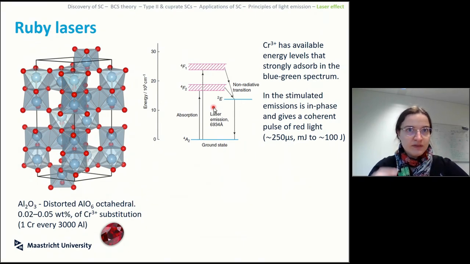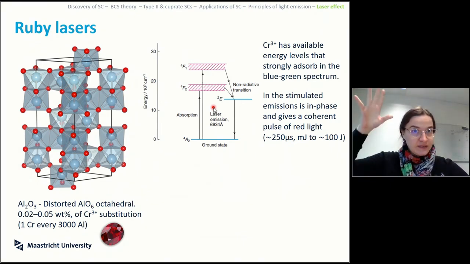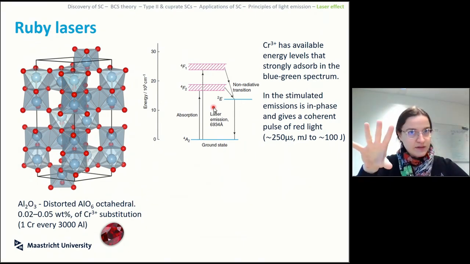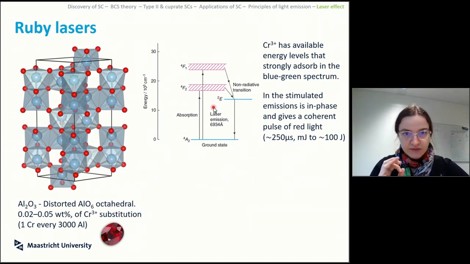So the laser pulse here, you excite and then it emits. The emission is very precise, pulsed at 250 microseconds. And it can be very, very strong, depending usually on how much you dope.